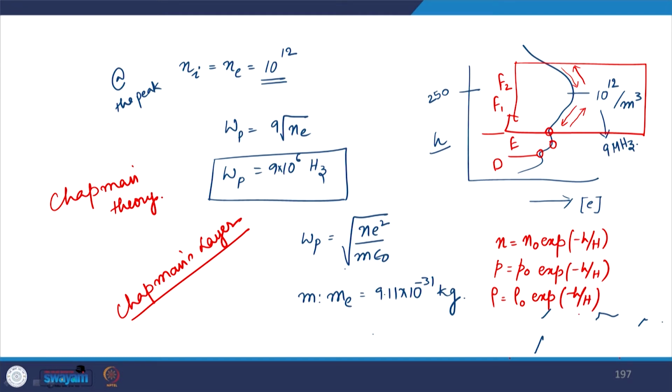What it tells you is that if you consider a parameter called the scale height, kT by mg, which is a length dimension parameter, you will realize that as you go up, the density of neutral species will decrease exponentially. So as you go up with height, the number density, or the pressure, or the density, the number of atoms or molecules that you can find per unit volume, will decrease exponentially, right. This is something that we have known from basic atmospheric thermodynamics.